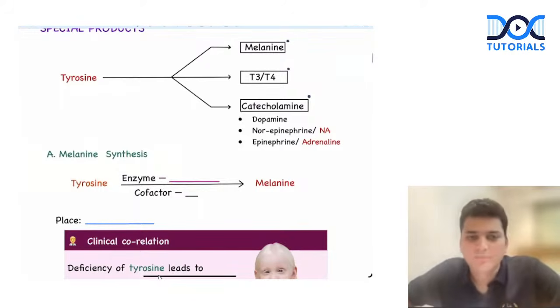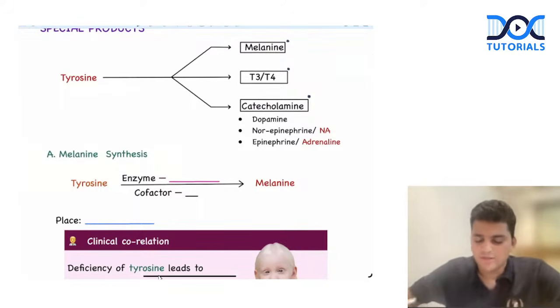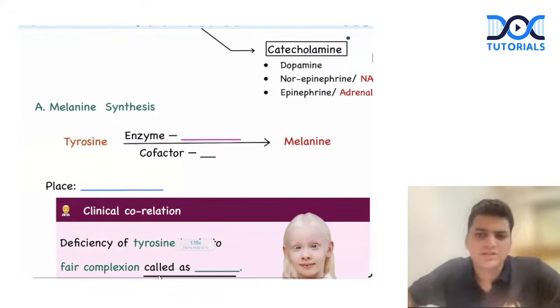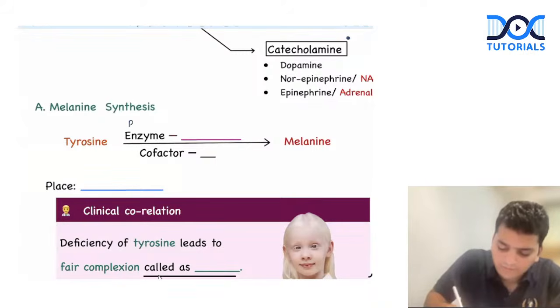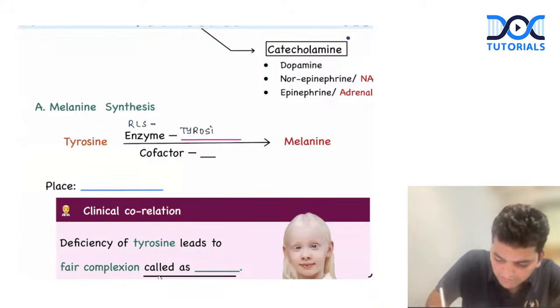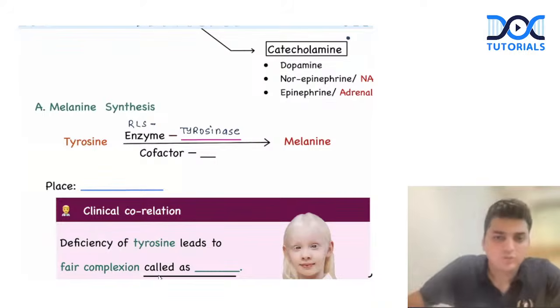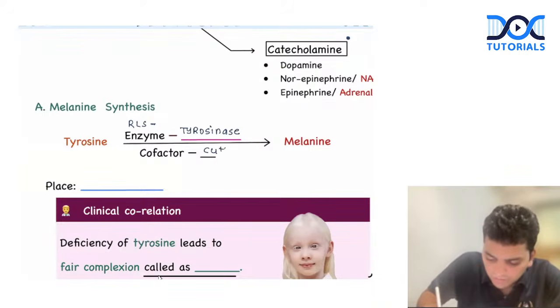Starting with the first one, the melanin synthesis. How the tyrosine converts into melanin. When the tyrosine converts into melanin, it's a very long reaction. We don't have to remember all the enzymes, just the rate limiting step. The rate limiting step is tyrosinase. And to do this reaction, we require copper also.